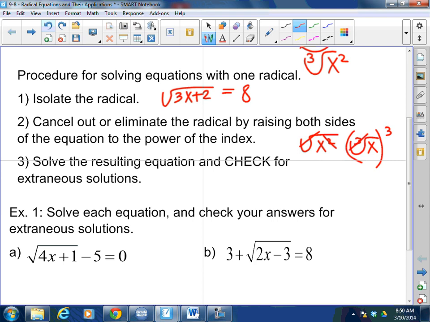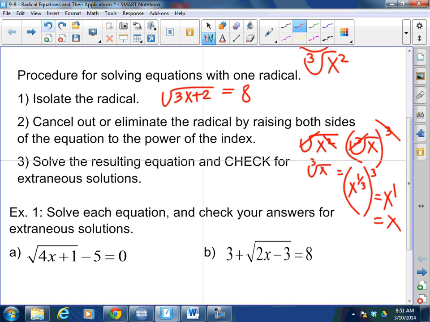Okay? They cancel. Now, you may say, why, Mr. Morrow? Well, isn't the cube root of x equal to x to the 1/3? What happens to x to the 1/3 when I raise it to the 3rd power? What do you do when you raise a power to a power? You multiply the powers. So what's 1/3 times 3? X to the 1st power, which equals x. So that's the mechanics behind it. That is why it works.